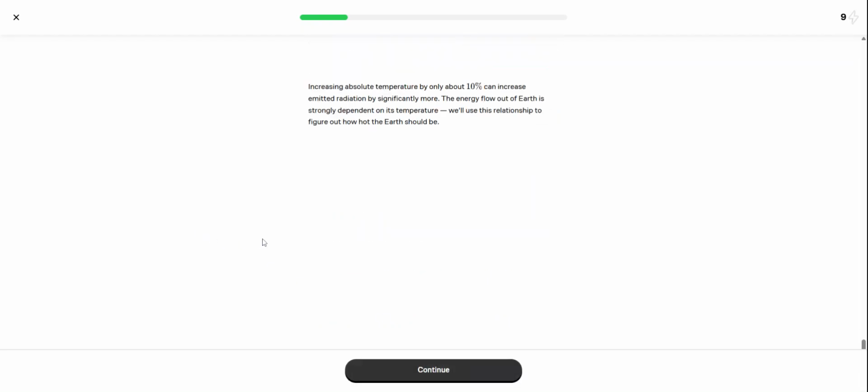Increasing absolute temperature by only about 10% can increase emitted radiation by significantly more. The energy flow out of Earth is strongly dependent on its temperature, and we'll use this relationship to figure out how hot the Earth should be. Right, just a brief summary of how temperature increase affects radiation emission in terms of proportionality. Continue.